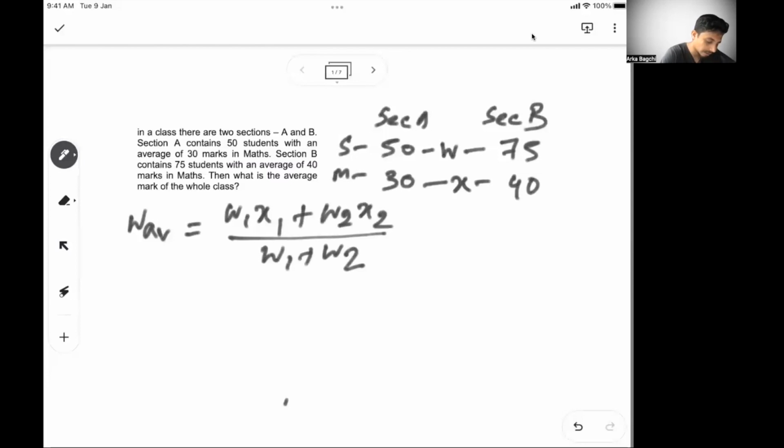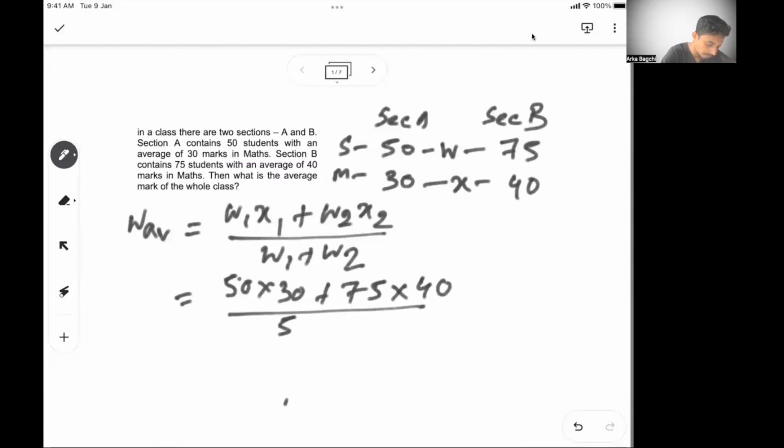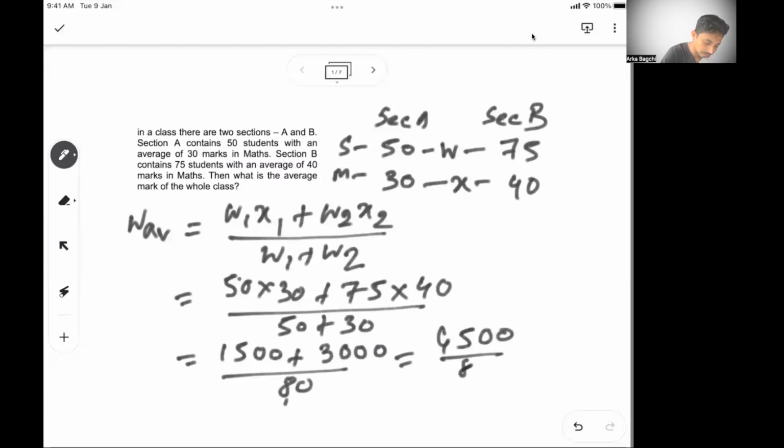Using this formula, it becomes 50 into 30 plus 75 into 40, divided by 50 plus 75. 50 into 30 is 1500. 75 into 40 is 3000, divided by 80, or 4500 by 80.